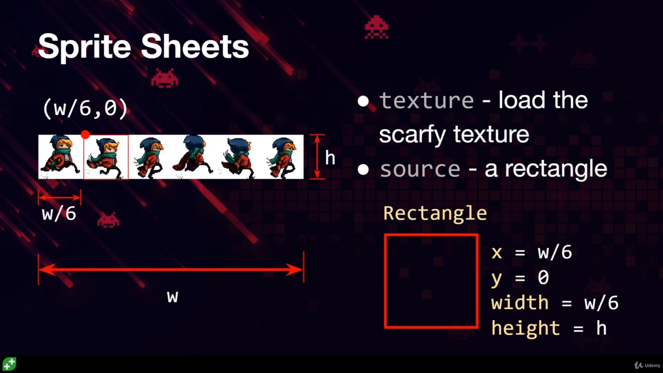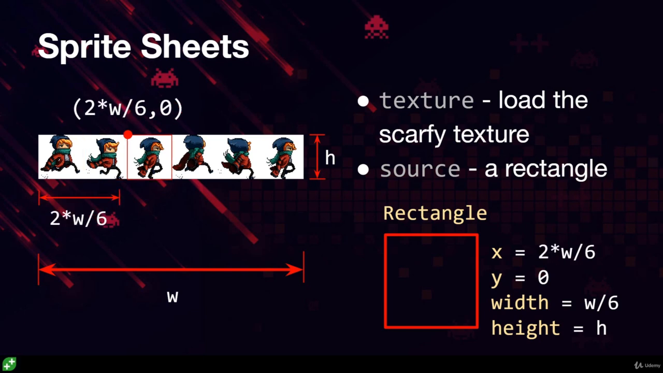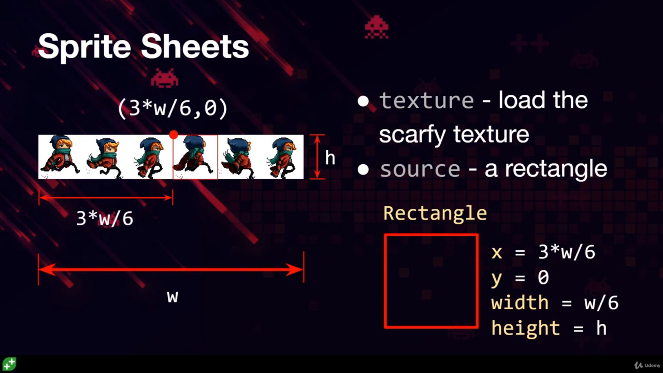Now, when we're ready to draw the next image of Scarfy, we're going to move the rectangle over again by W divided by 6, which means that X is now 2 times W divided by 6. Then, when we're ready to draw the next image, we move over by W divided by 6 again, and now X is 3 times W divided by 6. We're going to continue this pattern as we're drawing different sections from the sprite sheet.